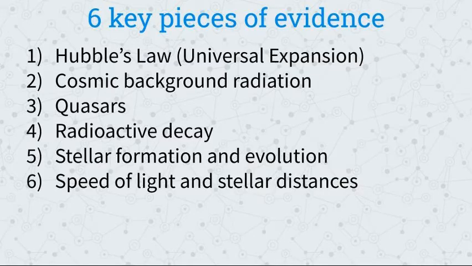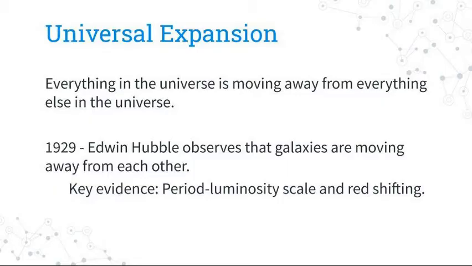So let's look at that evidence. We've got 6 key pieces to look at, and we're going to go through them in the order that you see here, which means that we're going to start with Hubble's law or universal expansion. All right, so let's start at the beginning. We know that the Big Bang, as we've conceptualized it, was more like an inflation.